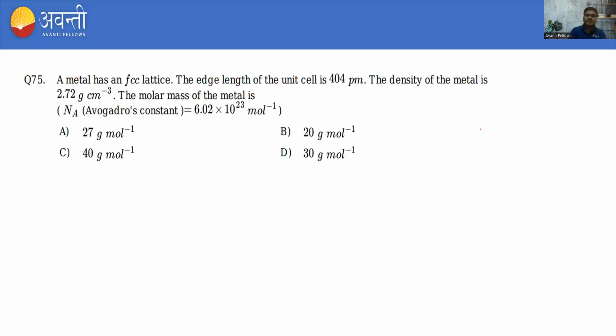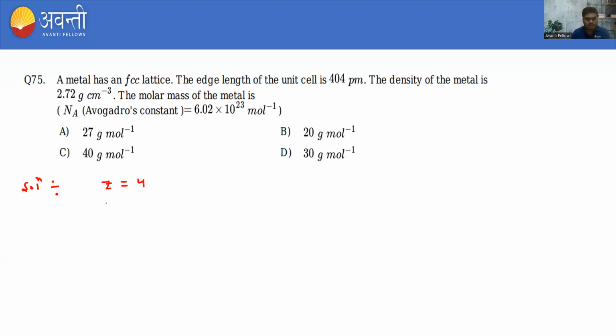So the first question is question number 75, right? This question is a totally numerical based question, from the solid state, right? In this given question, a metal has an FCC lattice. So what is given in this question? Let me write first. FCC means Z, that is the number of atoms, is equal to 4, right? Because FCC is given, you all know that Z is equal to 4 in case of FCC.